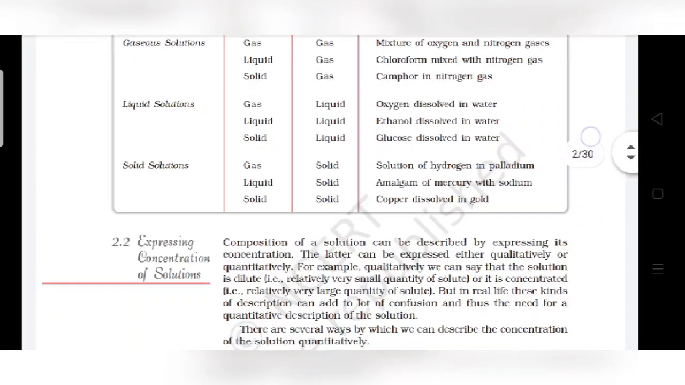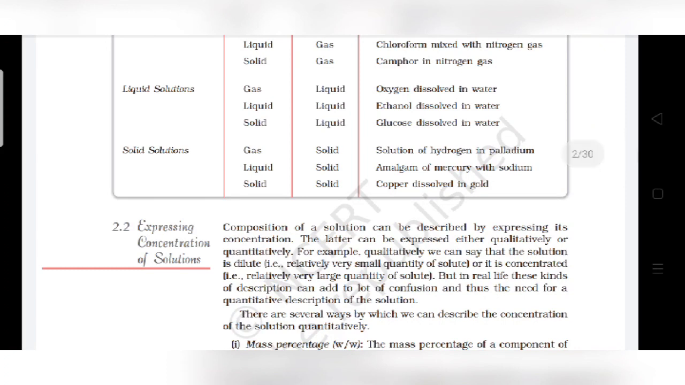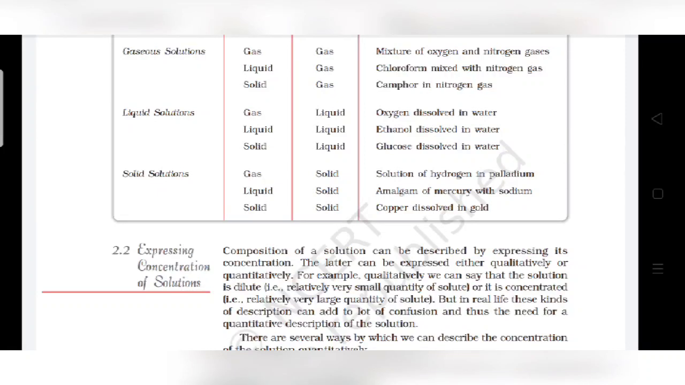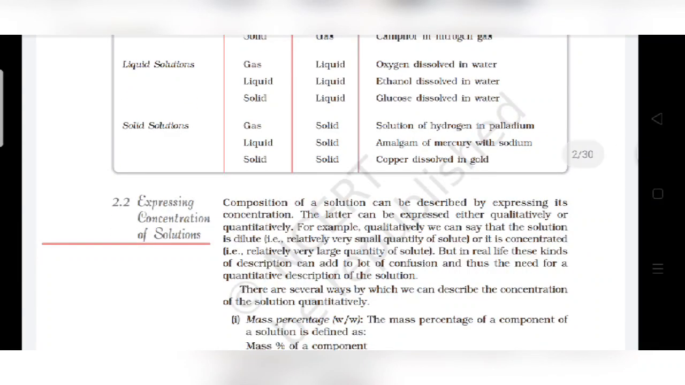Then we discuss solid solutions. Solid solutions means the solvent remains solid throughout the solution, and the solute is in gas, liquid and solid form. Let's see the examples: solution of hydrogen in palladium, amalgam of mercury with sodium, and copper dissolved in gold. Okay, students, in 2.1 we discussed different types of solutions.